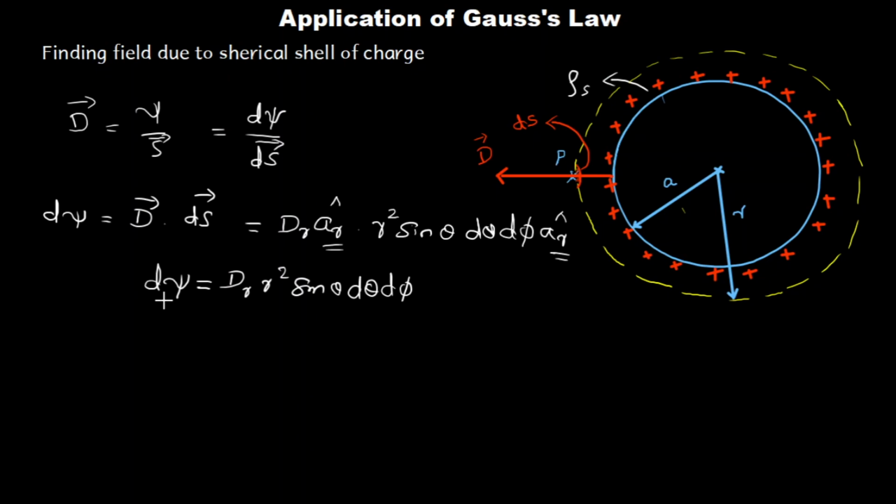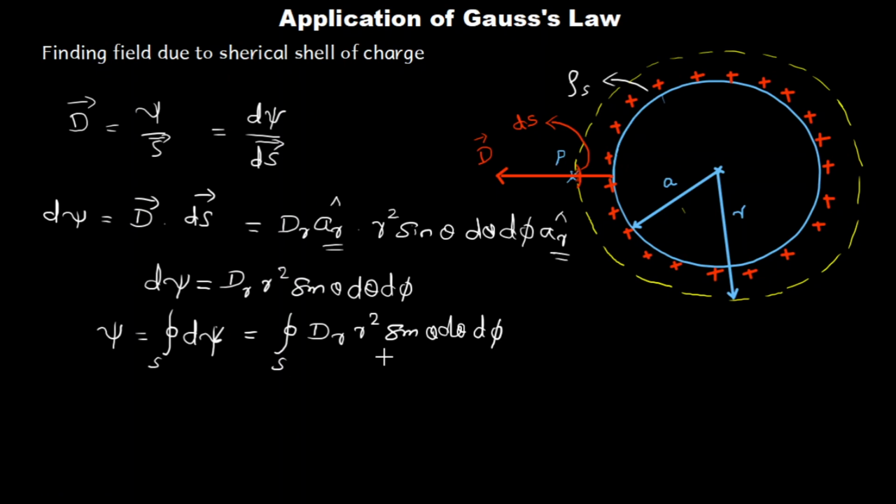Now how to find the total flux? How can I calculate the total flux coming out of the entire spherical surface? That can be easily obtained if I can integrate this, right? Because psi is nothing but integrating my d psi over the closed Gaussian surface. So that is nothing but integrating over the closed surface of this value, Dr r squared sin theta d theta d phi.